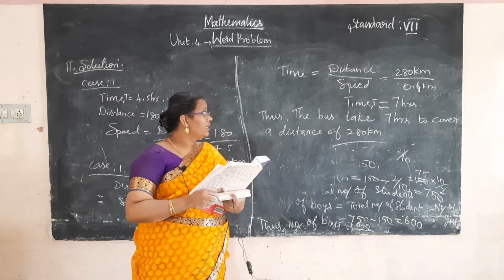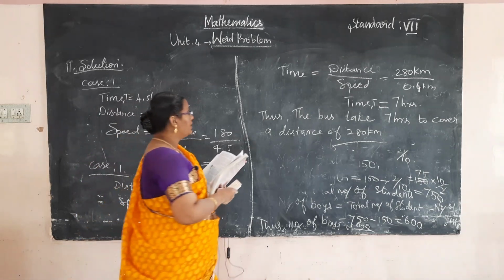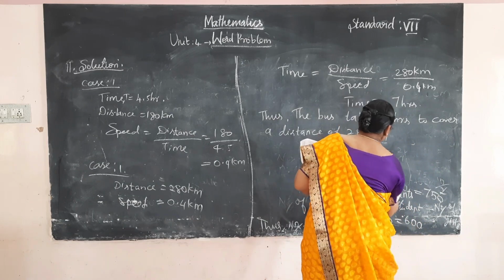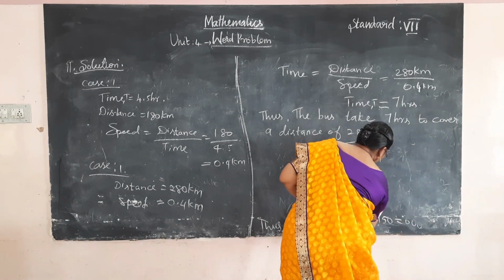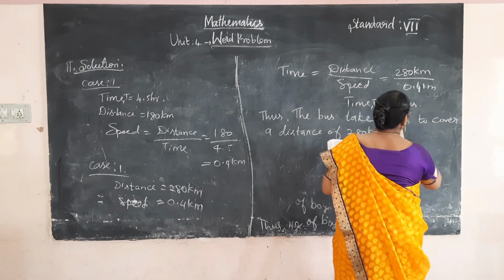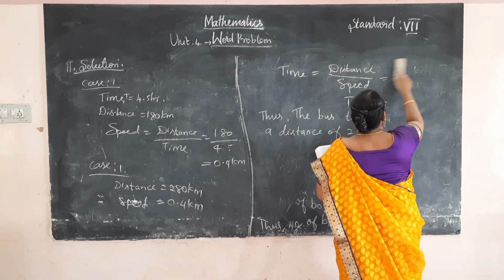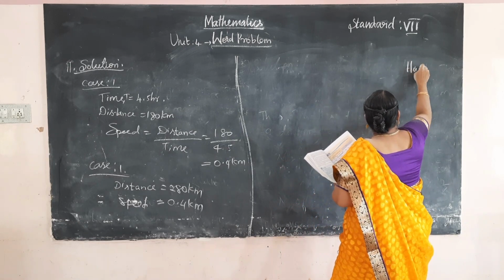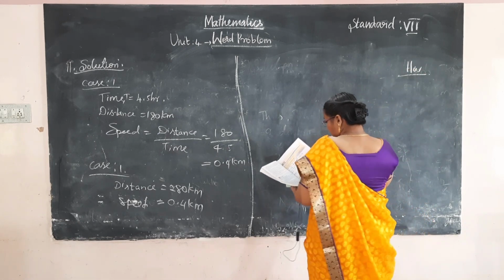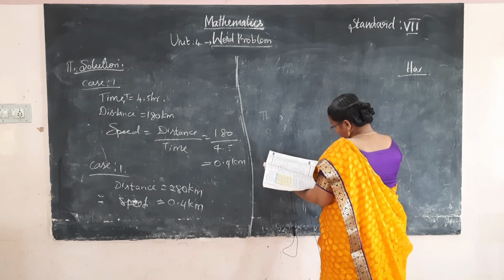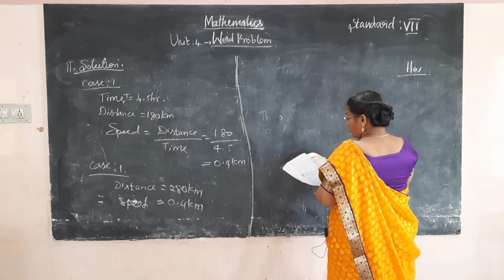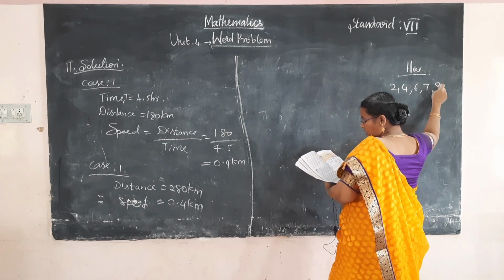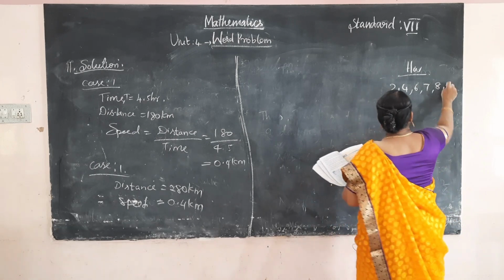I hope you understood the word problems. I will write the homework on that side. Homework: 2, 4, 6, 7, 8, 10, 12.